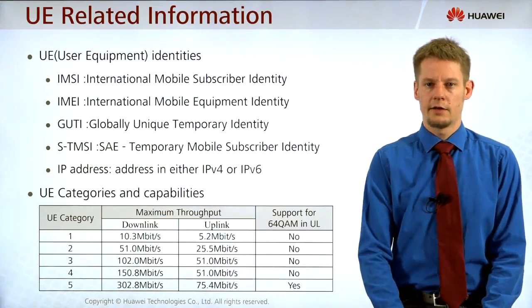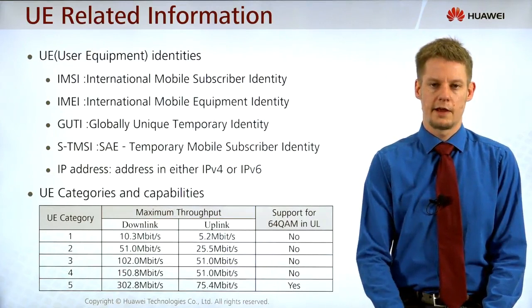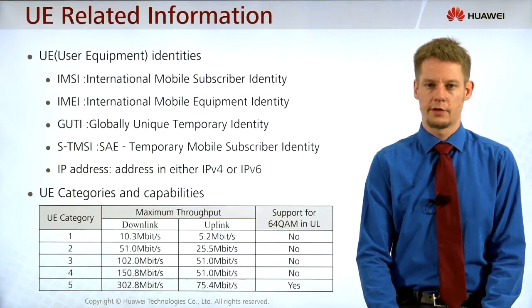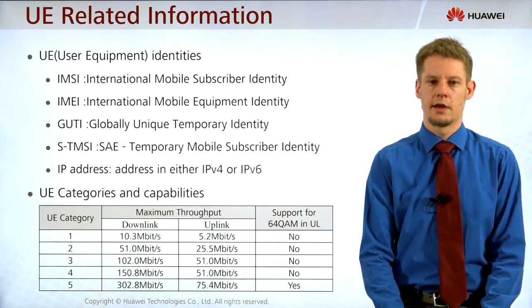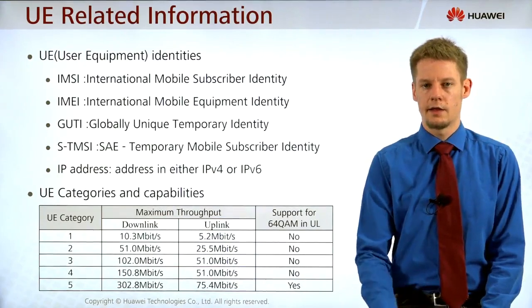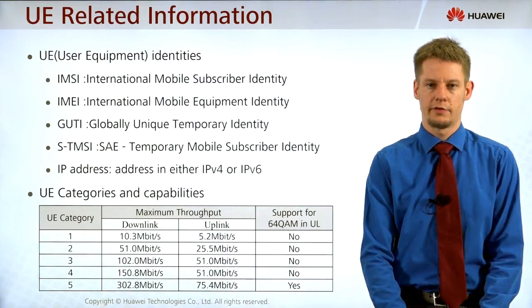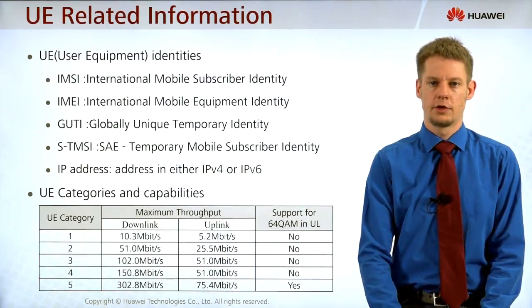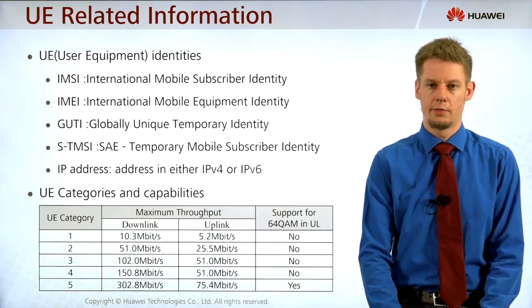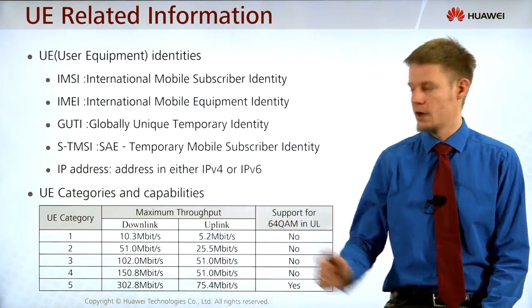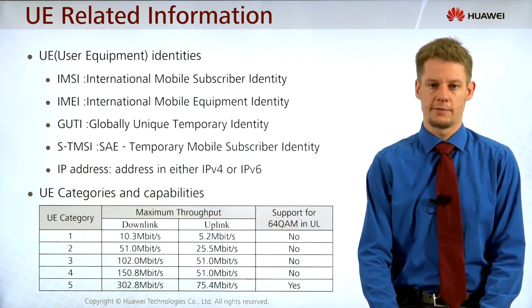One identifier that is always there when we are talking about packet-switched traffic is the IP address. And as we already said, in LTE, we are only talking about packet-switched traffic. This means every UE will always have at least one IP address. This can be either version 4 or version 6.